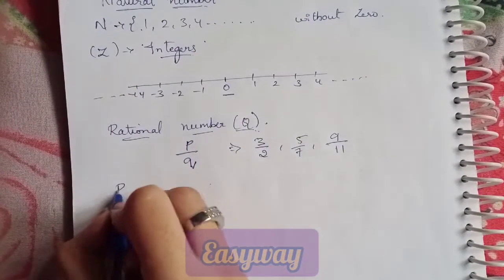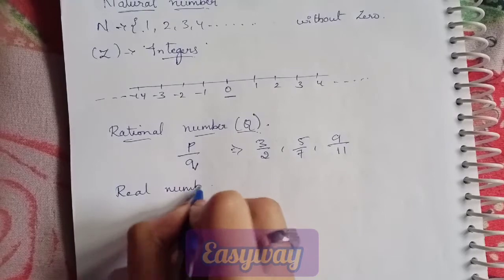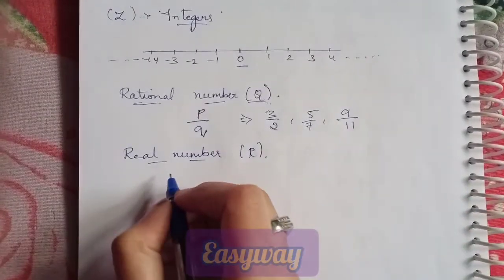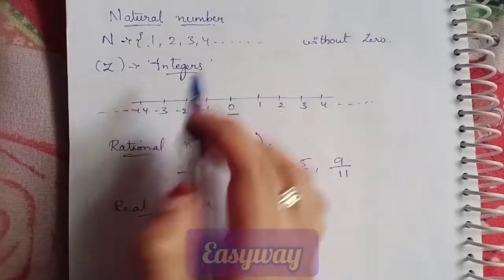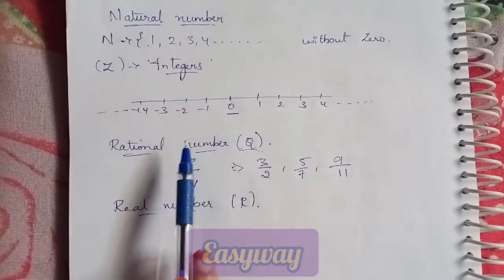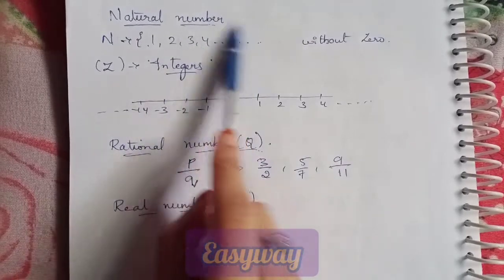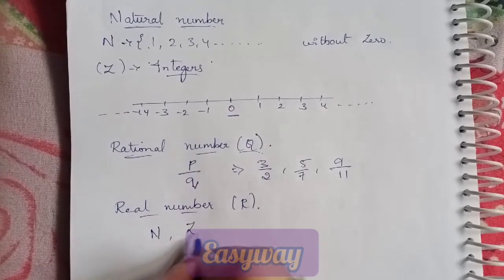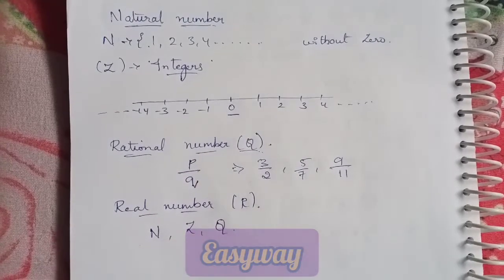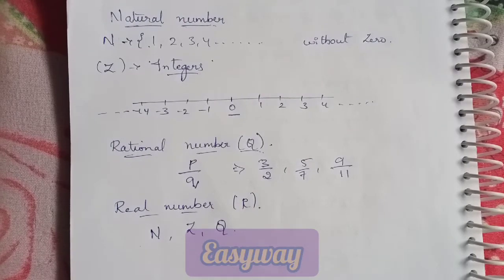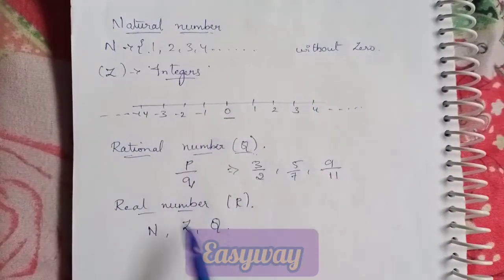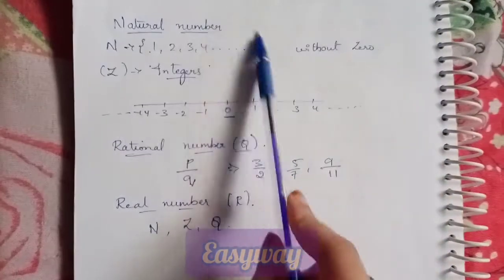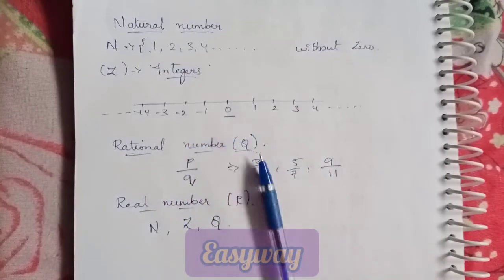Then next, real numbers. It is denoted by the letter R. Real numbers include all these: natural numbers, integers, then rational numbers. I am explaining this because in our next problems we will use natural numbers, integers, and rational numbers to make a set.